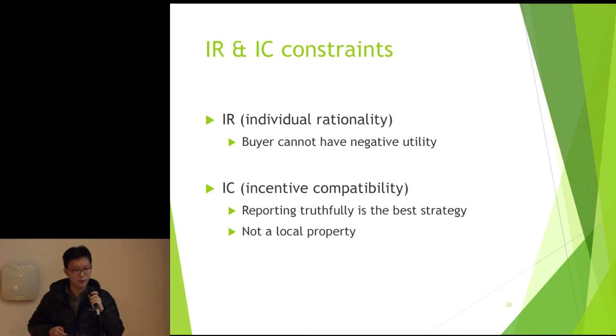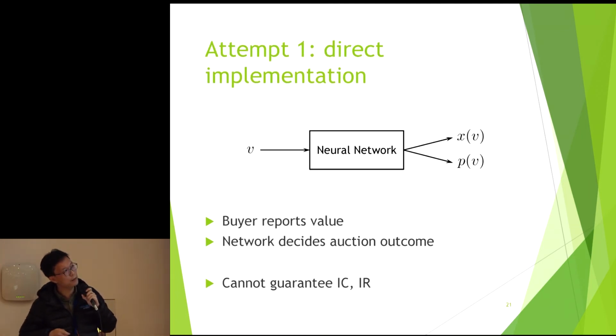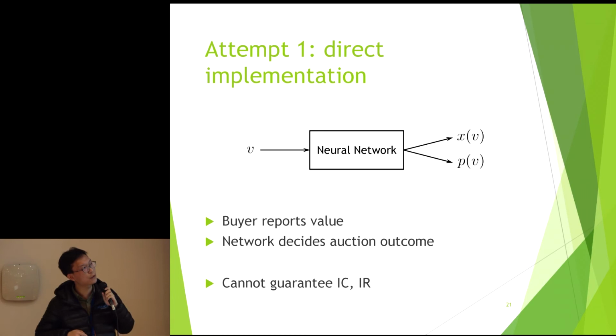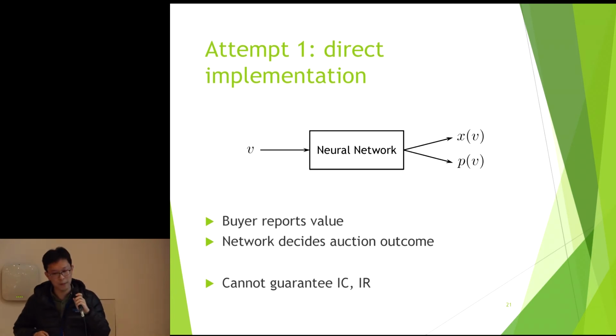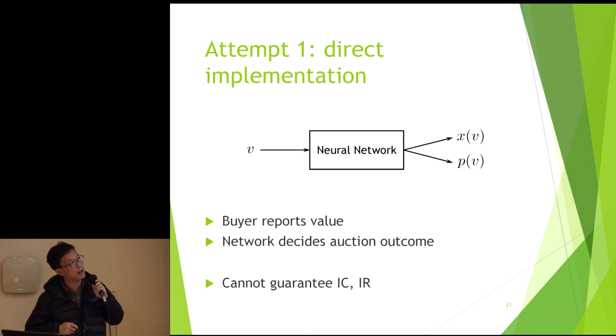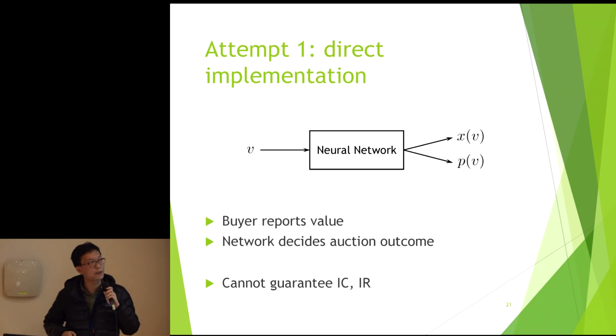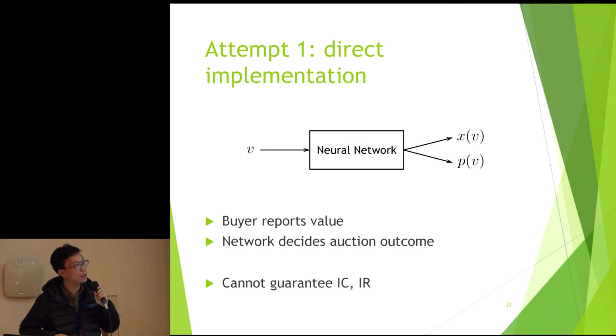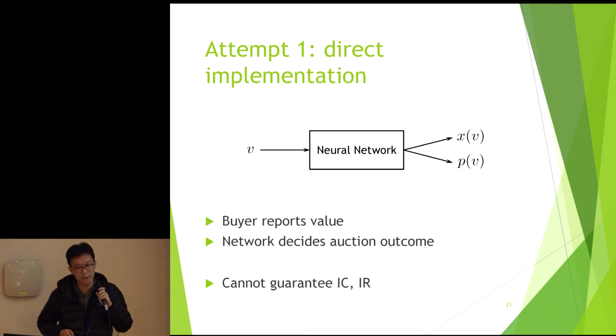So how do we use a neural network to solve this problem? The first intuition is to use the direct implementation. We could use a neural network that takes the buyer's value as input and then outputs the allocation and the payment at the same time. But apparently, this approach does not guarantee IC and IR.